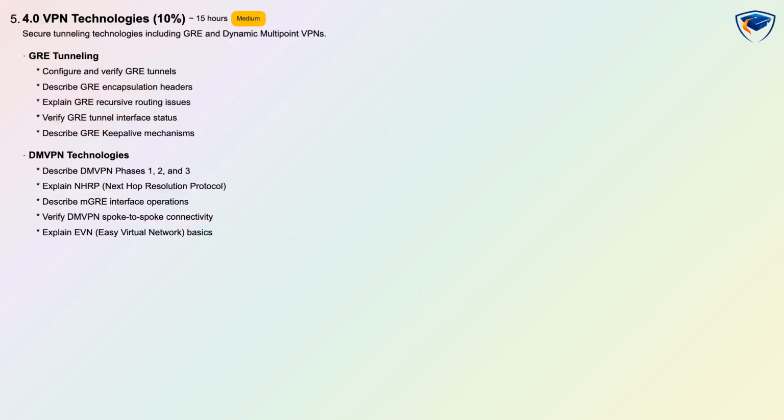for stability. You will also implement DMVPN phases 1 through 3, learn NHRP and mGRE interface behavior, verify spoke-to-spoke connectivity, and explore EVN basics for virtual network segmentation.